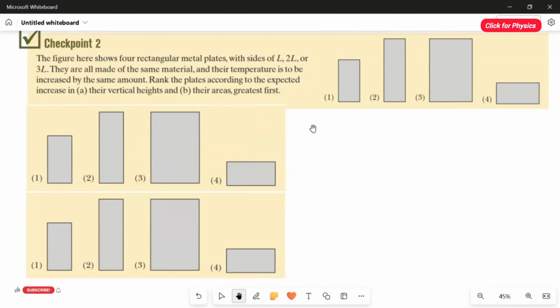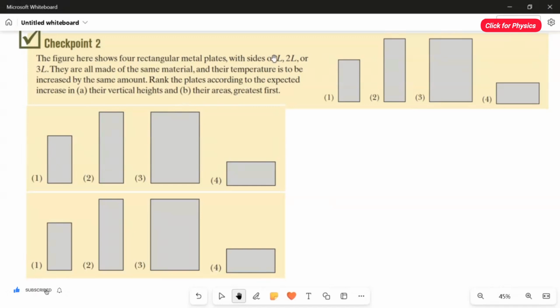So we have to see the given figure. In this figure, they represent 4 rectangular metal plates. All these 4 metal plates are made up of the same material, and the change in temperature for these 4 metal plates is the same. Clear? So now, first of all, we have to assign the length value as well as the width value. That's very, very important. And they clearly mention its sides are L, 2L or 3L.